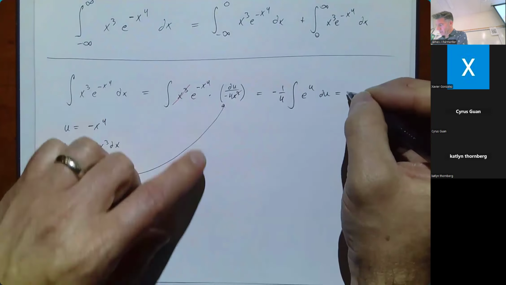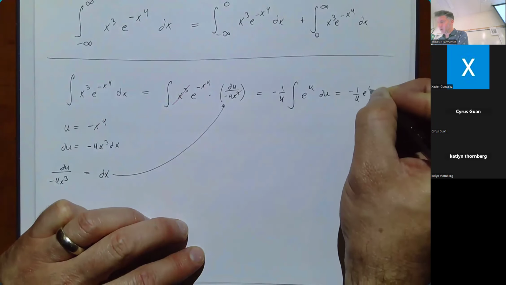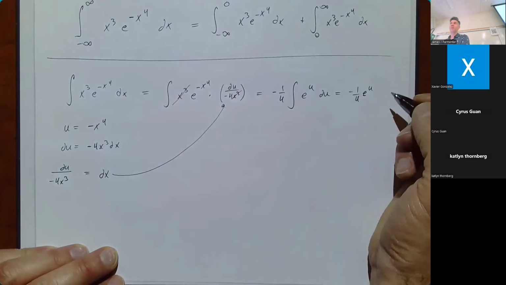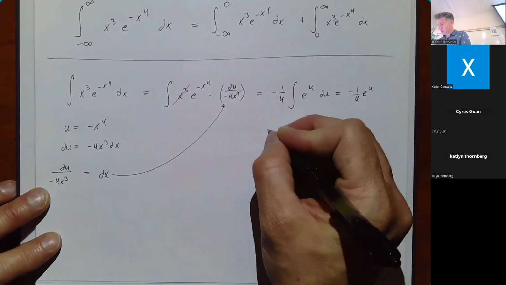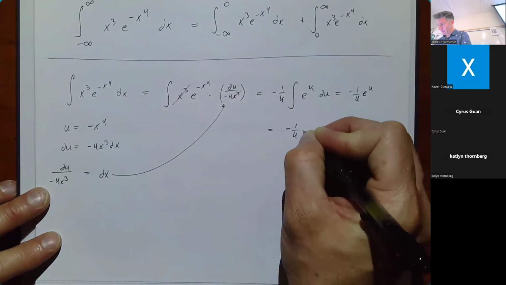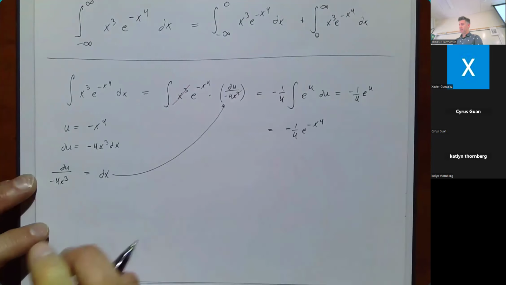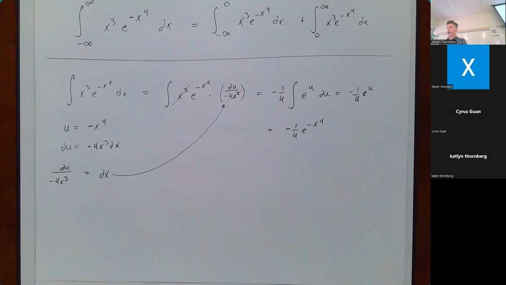The integral is negative 1/4 e to the u. I'm not worrying about the plus c here because I'm just doing this for my own knowledge. They didn't actually ask me to do this indefinite integral. So then I'm going to get negative 1/4 e to the negative x to the fourth. That's my antiderivative of x cubed e to the negative x to the fourth.